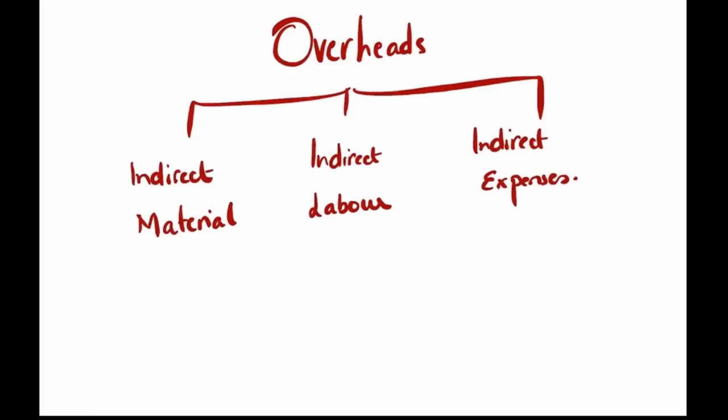Now, when I am talking of a direct expense, when I am trying to produce a product, it's very easy to find out what is the cost of material and labor, which are all directly related to the production.